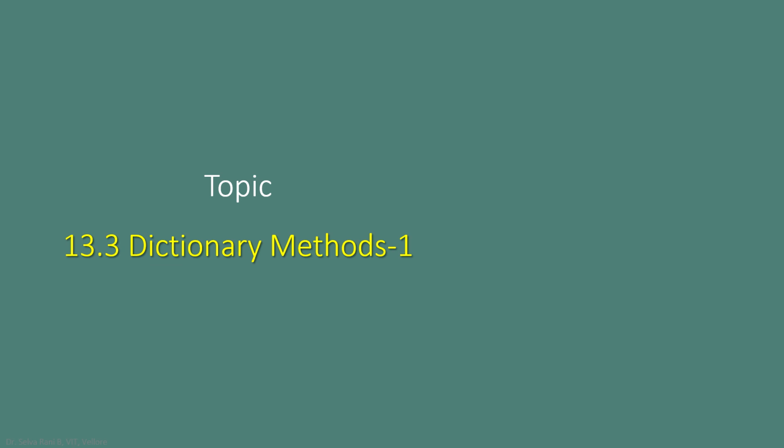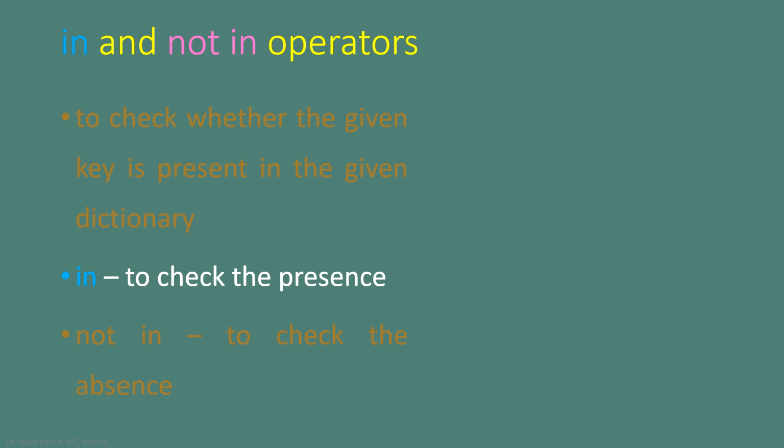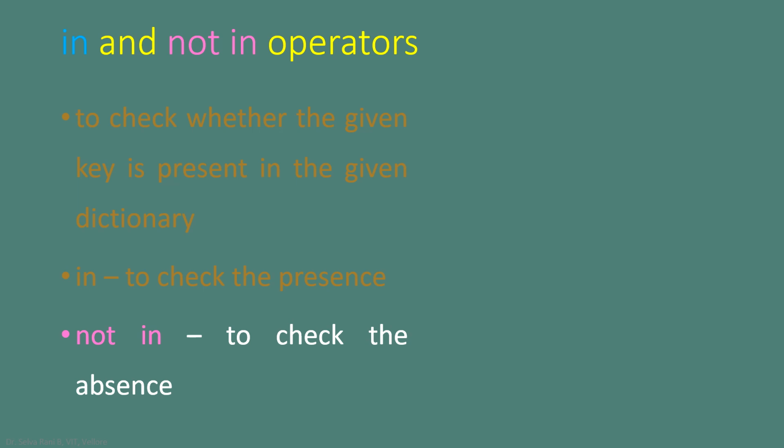In this session, let's learn about some methods associated with dictionaries. Let's first deal with the membership operators in and not in. As we know, these operators are used to check whether the given key is present in the given dictionary or not. In is the operator which is used to check the presence of the key. Not in is used to check the absence of the key in the given dictionary.